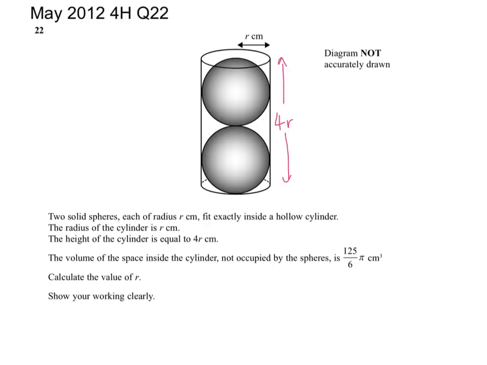And lastly, the volume of the space inside the cylinder, not occupied by the spheres, is 125 pi centimetres cubed. I've just written that a bit bigger up there because I'm going to zoom out in a minute, and we need to calculate the value of r.